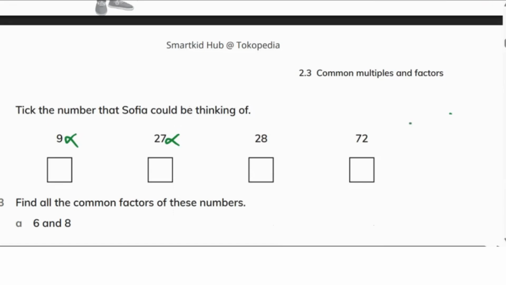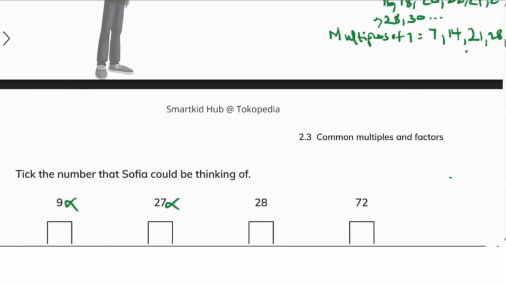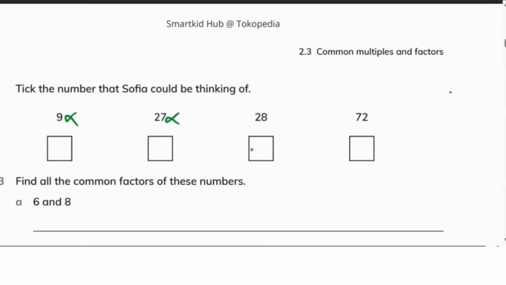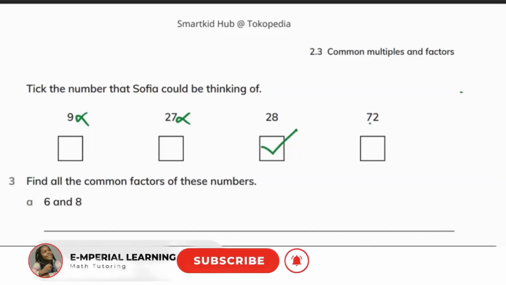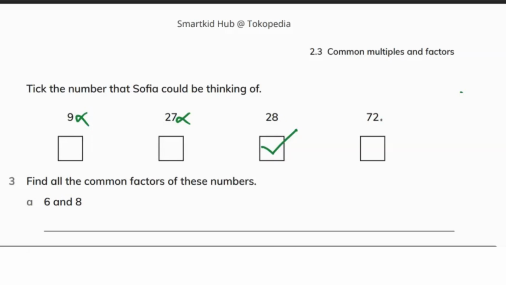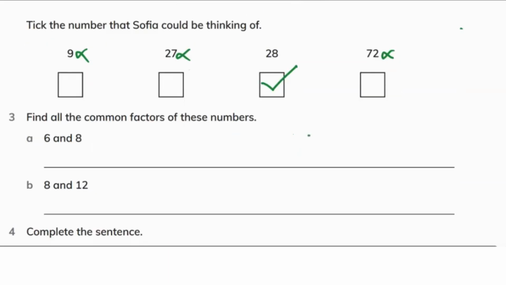And the next thing is, is 28 a multiple of 7? We can see clearly, even with the list that we have done, that 28 is a multiple of 7. So we can go ahead and take this one as a number that Sophia could be thinking of. Okay, the next number is 72. Yes, 72 is a multiple of 2. But is 72 a multiple of 7? No, 72 is not a multiple of 7. And because of that, this is also wrong. So the only number in the options is 28, because 28 is a common multiple of 2 and 7. Very good.